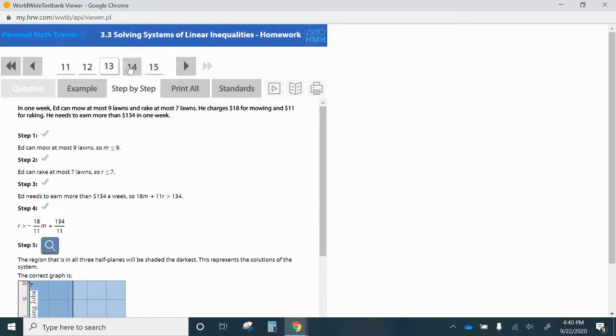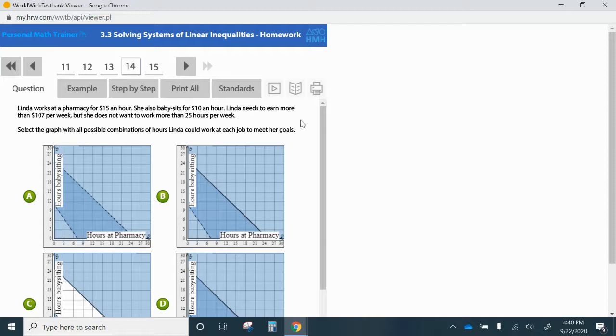All right, let's go to question number 14. Linda works at a pharmacy for $15 an hour. She also babysits for $10 an hour. Linda needs more than $100 per week, but she does not want to work more than 24 hours per week. Select the graph with all possible combinations of hours Linda could work at each job to meet her goals.